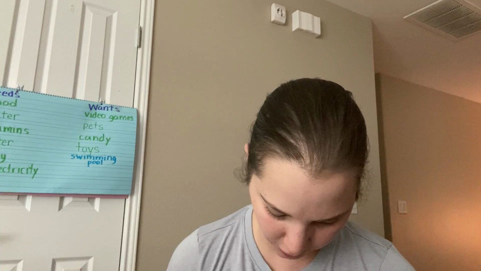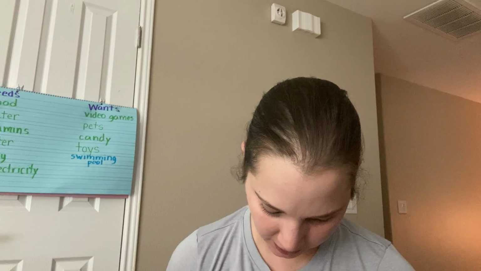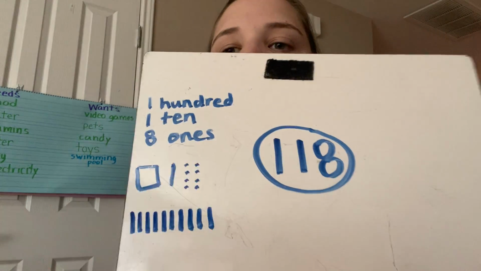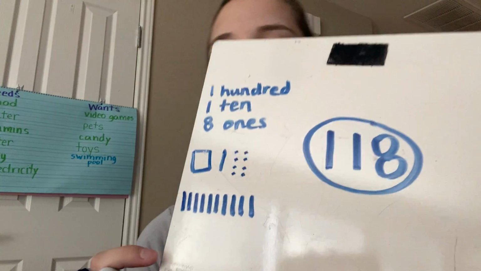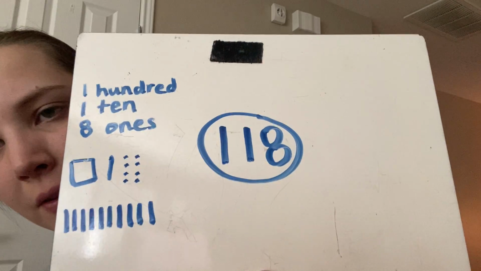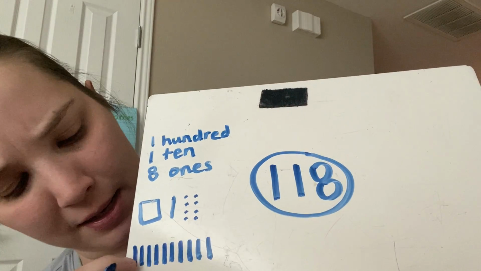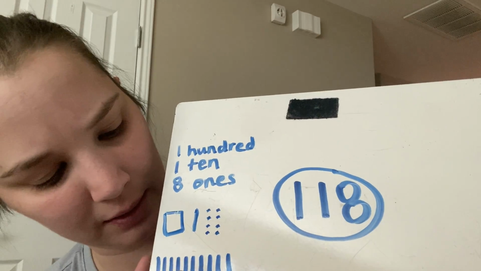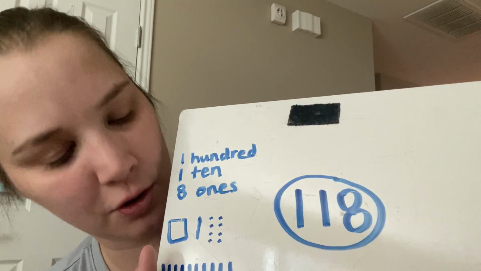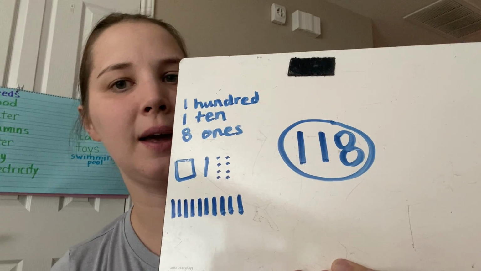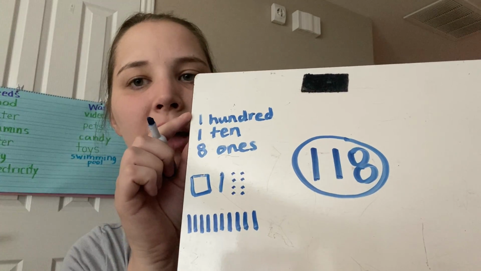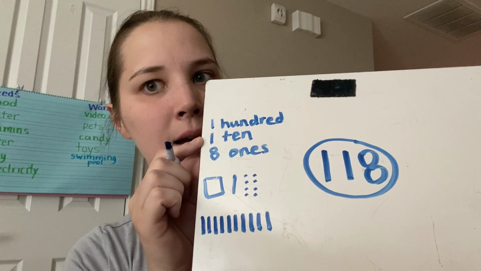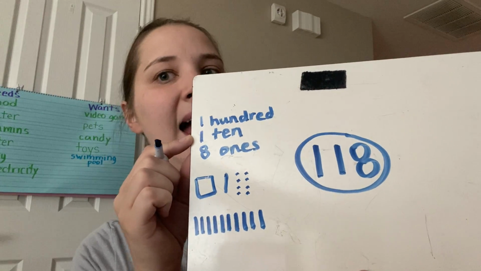3, 4, 5, 6, 7. And just to check our work, I'm going to count to make sure that that's actually 100. I'm going to count by tens because we know that these represent 10. 10, 20, 30, 40, 50, 60, 70, 80, 90, 100. So that is 100. Then we still need one more 10, right?